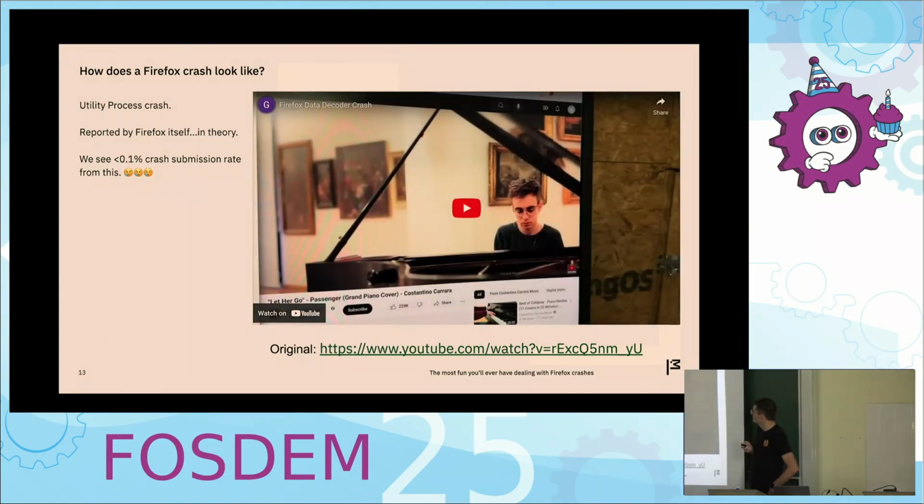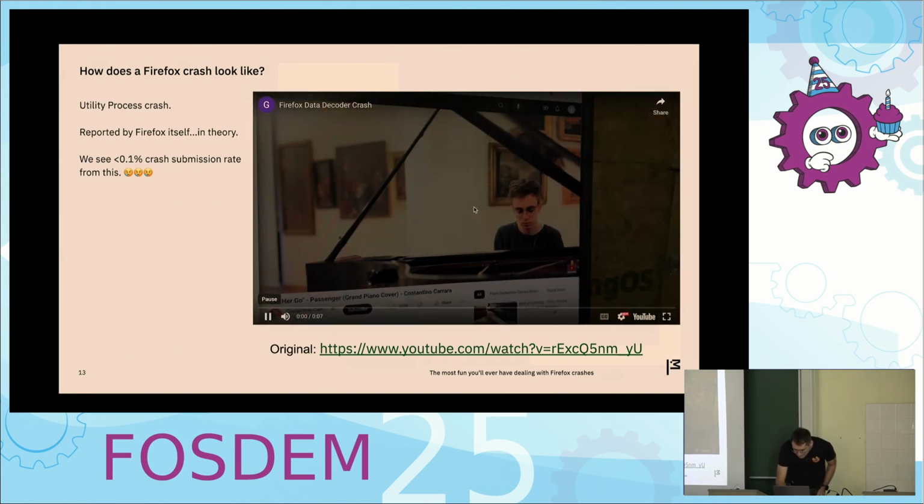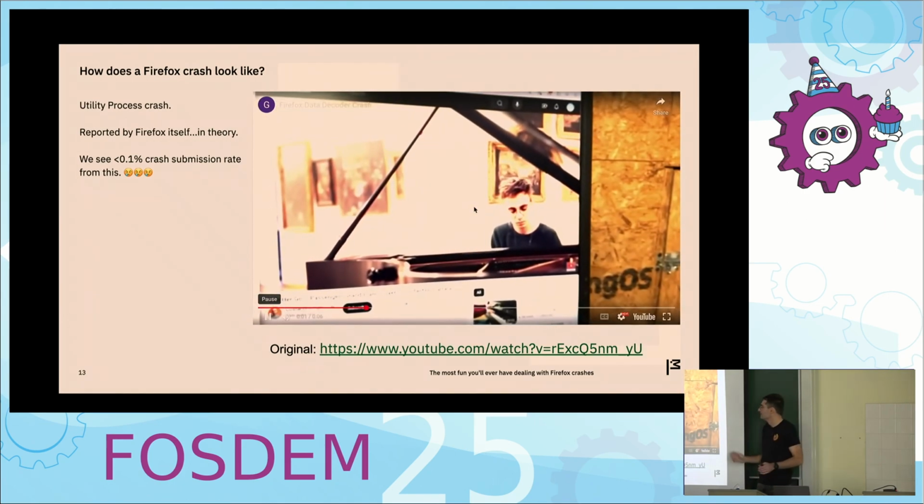And now the final category is a utility process crash. I think if you saw Alexander's talk, you have some idea that there's a lot of utility processes in Firefox. And these are invisible crashes. Now I'm going to see if I can make the invisible crashes visible.